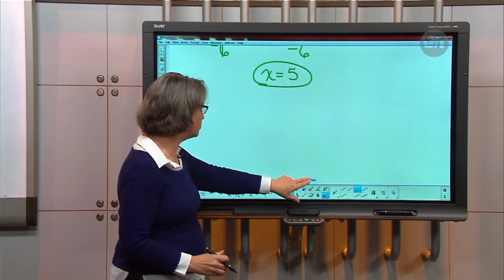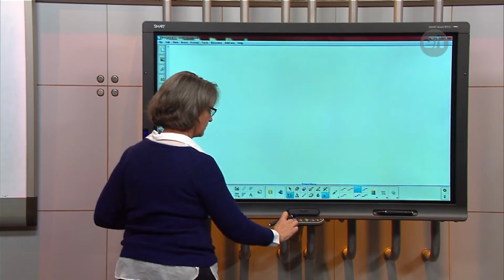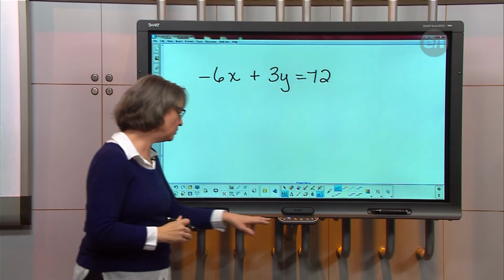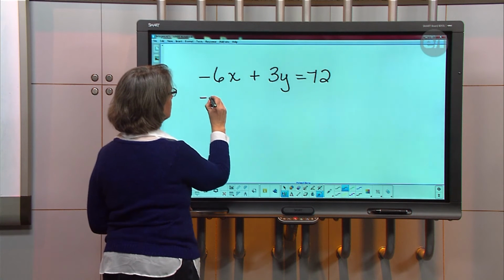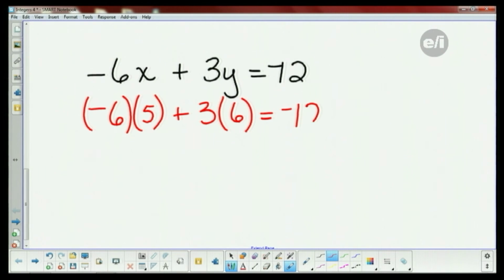So let's check it. Which one do you want to check it in? Negative 6x plus 3y equals negative 12. Negative 6x plus 3y equals 12? Negative 12. Negative 12. Thank you. Okay, so now help me plug it in. What do I do? You would do negative 6 in parentheses 5 plus 3 in parentheses 6 equals negative 12. Okay, keep going. Then you would get negative 30 plus 18 equals negative 12, and negative 12 equals negative 12.